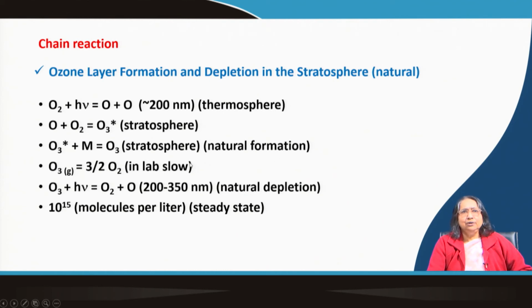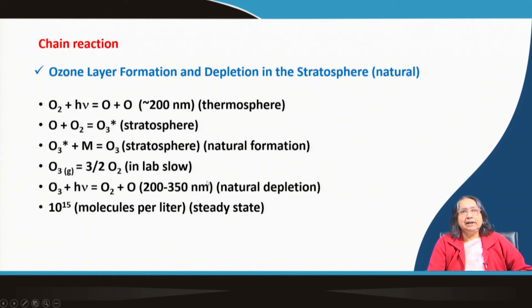Now, this one, forget it, it is nothing related to the previous one, but this is a reaction that happens in the lab. Okay. Ozone can form oxygen, but it is a slow reaction. Now, ozone can react with a photon, but you can see here, this is light of 200 nanometer, and this is light of wavelength 200 to 350 nanometer, meaning higher wavelength. Okay. So, energy is less. Here energy is more. So, what is happening? Ozone forms oxygen and O. Okay. So, this is the natural depletion.